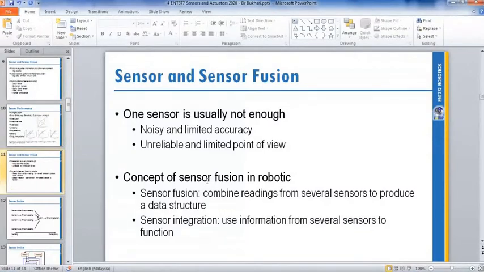And then the concept of sensor fusion in robotics. Sensor fusion combines readings from several sensors to produce a data structure. For example, you have a laser light sensor, you have a sonar sound sensor, and then you have a tactile sensor. So you have all these several sensor data. From that, you will make a decision based on several sensors, not only one sensor.